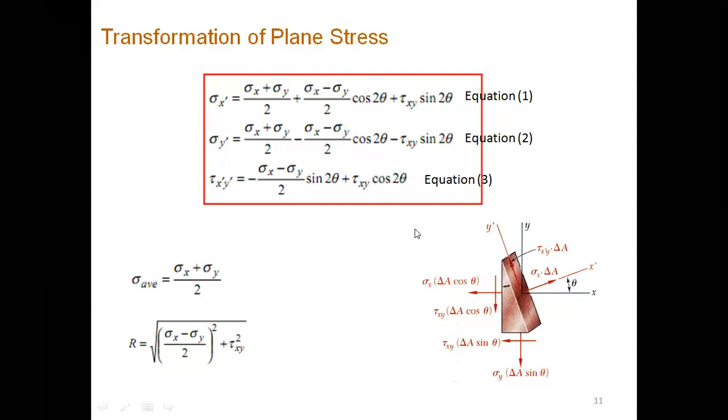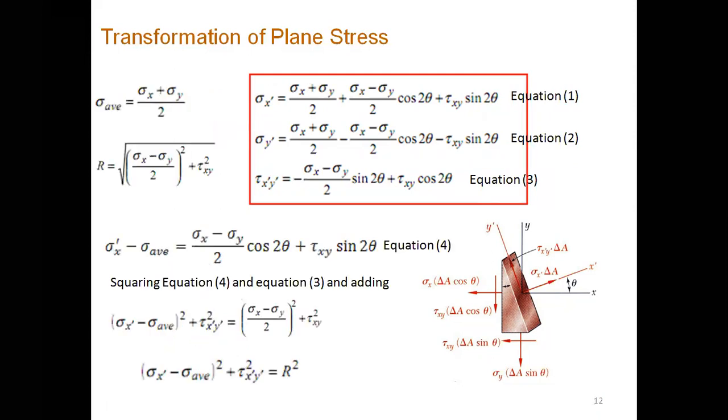Next, we want to modify these equations into some new form, which would be very easy for us, in order to understand the transformation of stresses.